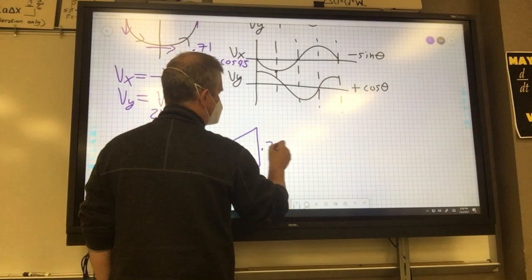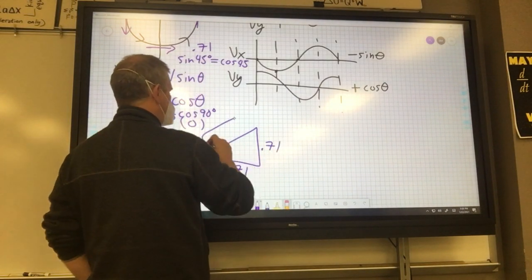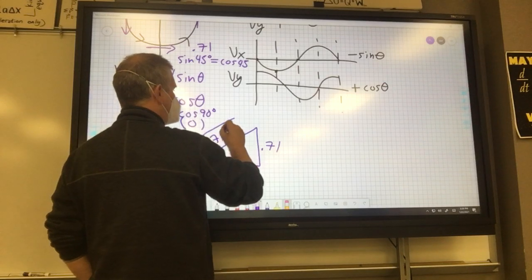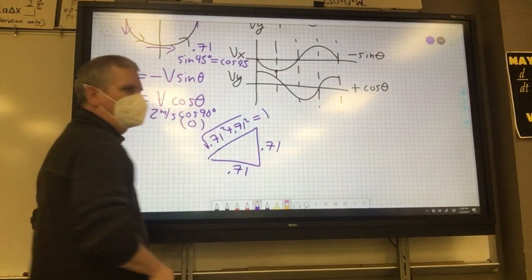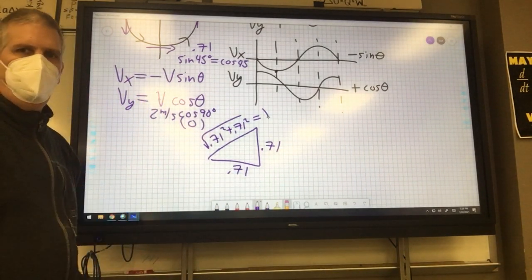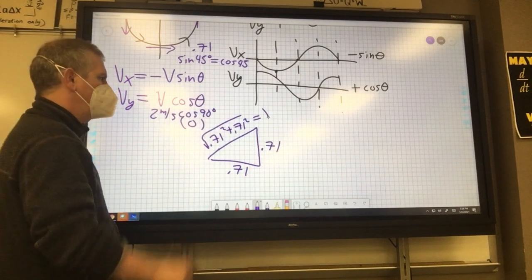If this is 0.71 and this is 0.71, by the Pythagorean theorem, this should be 0.71 squared plus 0.71 squared, which equals 1. I'm being verified over here, students doing that right now. Or it'll be very, very close because we rounded it. And I got a thumbs up.